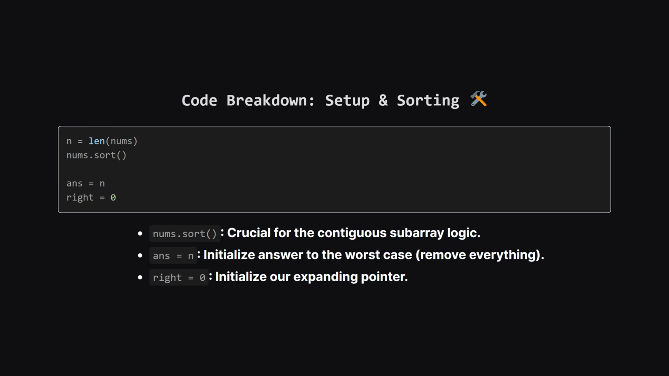First things first, we get the length of the list, and, most importantly, we sort the list called nums. This sorting step is non-negotiable because it groups values by magnitude. We set our answer variable, ans, to n, which represents the worst-case scenario where we remove every single element. We also initialize our right pointer to 0.